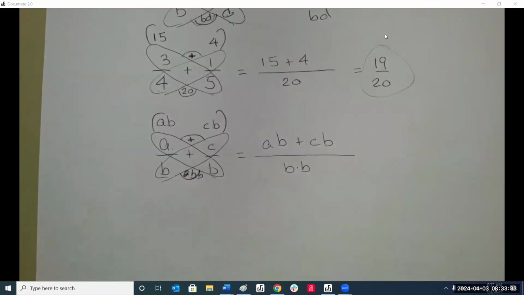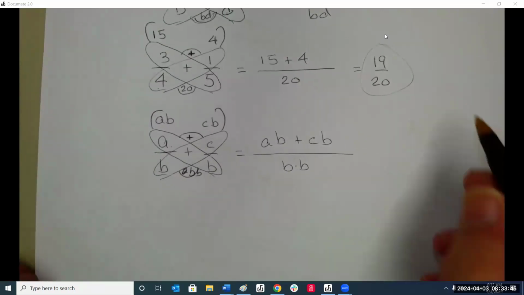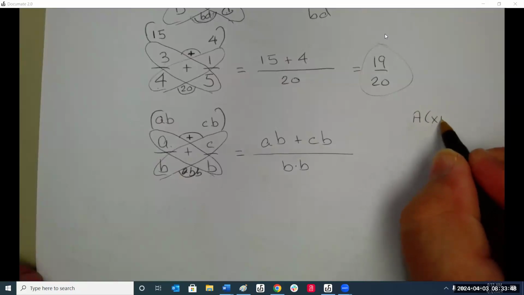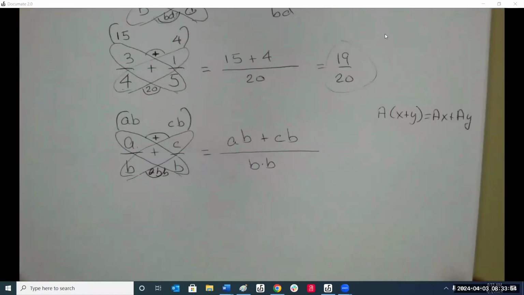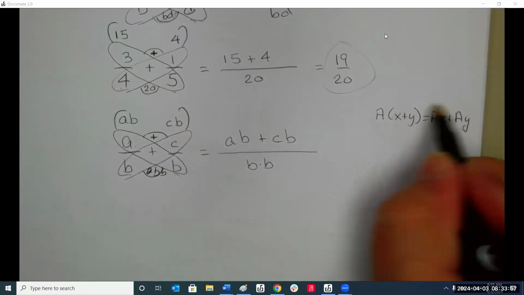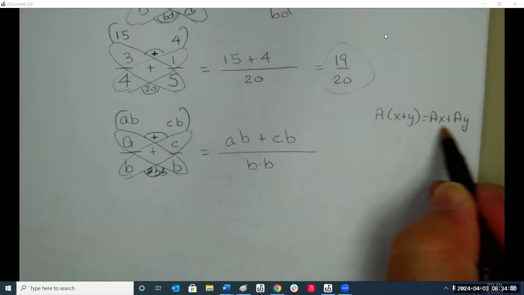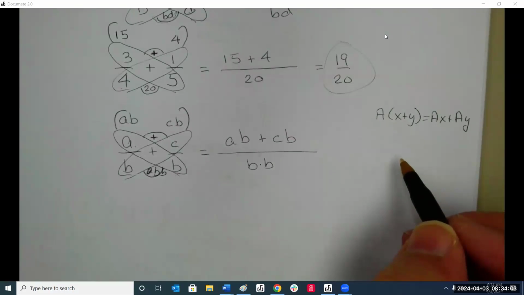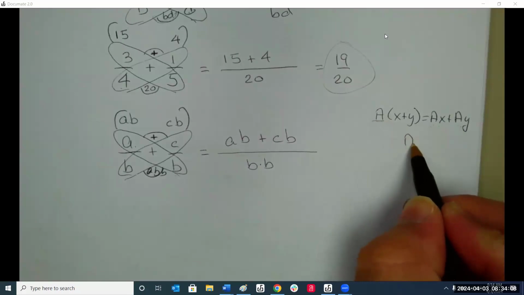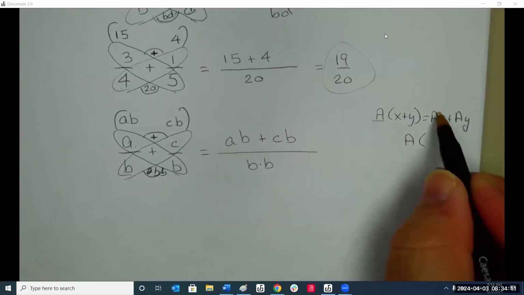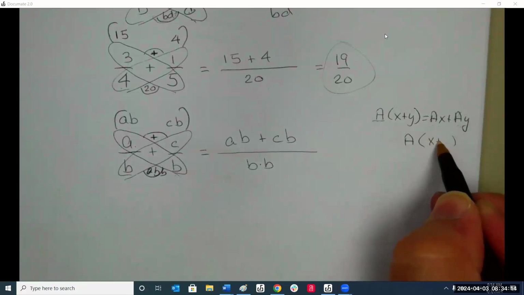In earlier chapters, we talked about the different properties: commutative, associative, distributive. The distributive property was this. That's going this way, going that way. What if we started from here and go to here? What do they both have in common? They have an A, so we take out an A. If we take the A out of both of these, what do we have left? X plus Y.